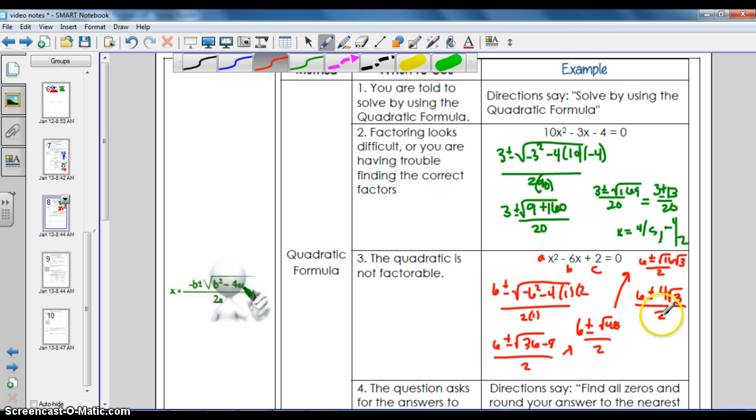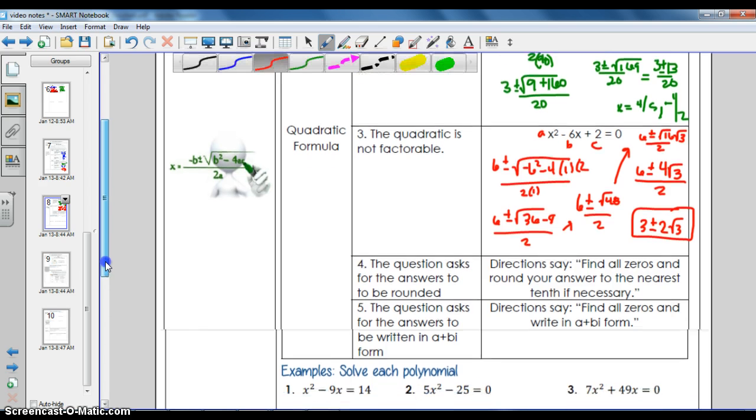Last step, look for these three numbers to be able to simplify if there's a common factor, and there is: 2. So divide everything by 2 to get 3, plus or minus 4 divided by 2 is 2. And on the bottom, you don't have to put the 1, and we're done.